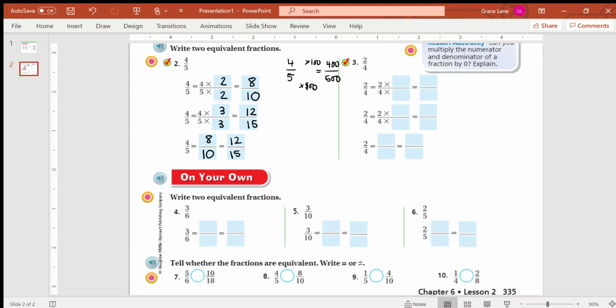On number 3, 2/4, I'm just going to do times 2 again. 2 times 2 is 4. 4 times 2 is 8. So 2/4 is equal to 4/8. Then I'll do times 3, 6 and 12. So I know that 2/4 is equal to 4/8, which is equal to 6/12. That's all you're doing to find equivalent fractions.